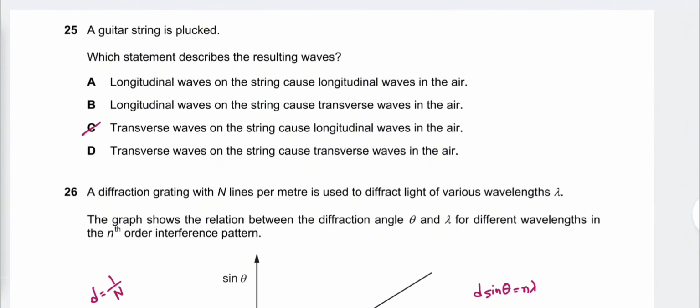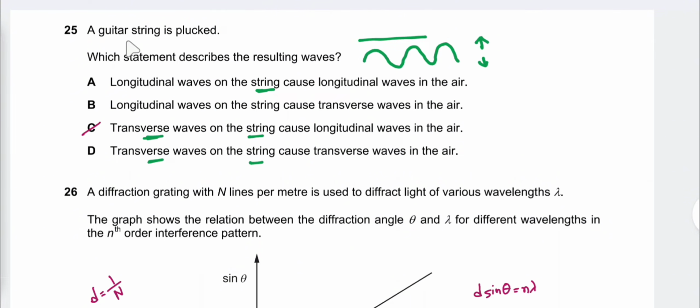25. A guitar string is plucked. Which statement describes the resulting waves? For a string, as the string is plucked, or if we just hit on a string, it moves from its initial position up and down like a wave. So the string moves up and down, and we can see that transverse waves are produced on the string.